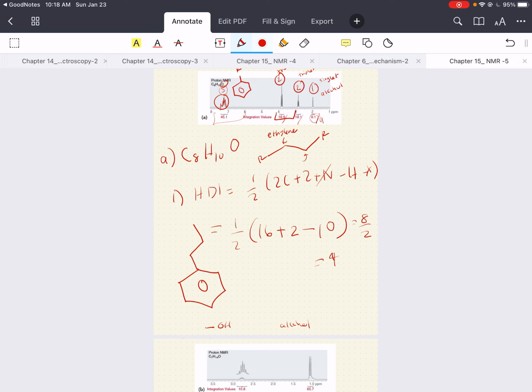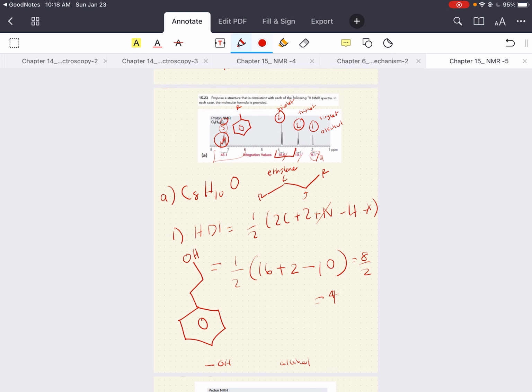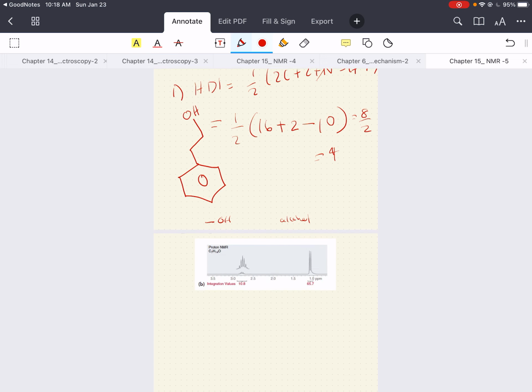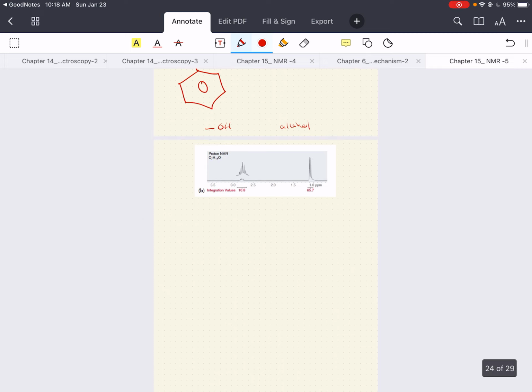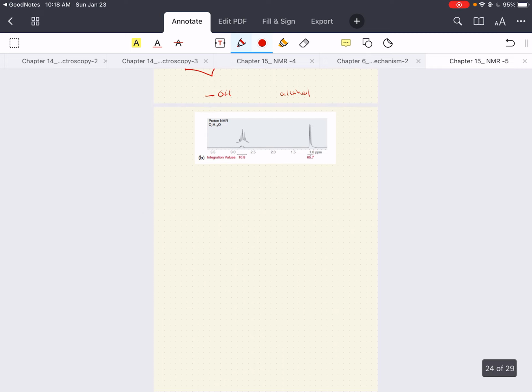Mono-substituted with our ethylene. There's our ethylene. And let's attach that alcohol at the end. This meets all our criteria. So that is the structure for this NMR. Fantastic. Let's do one more for good measure before we move on to carbon NMR.